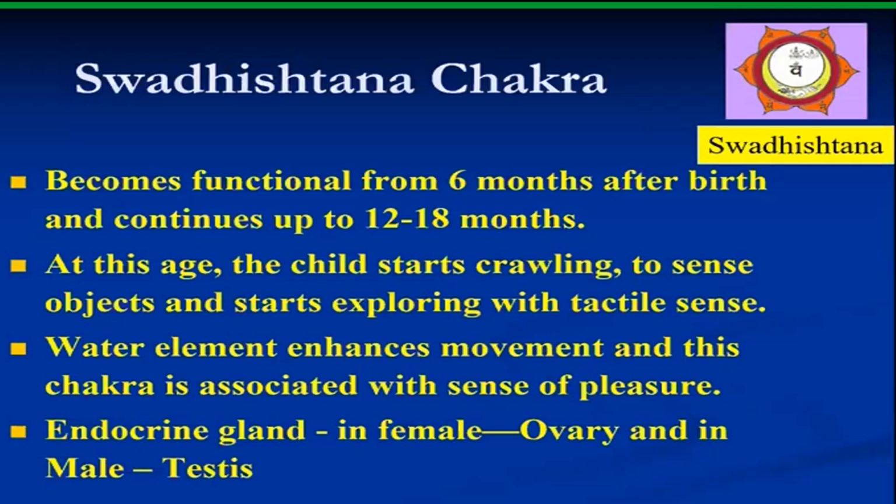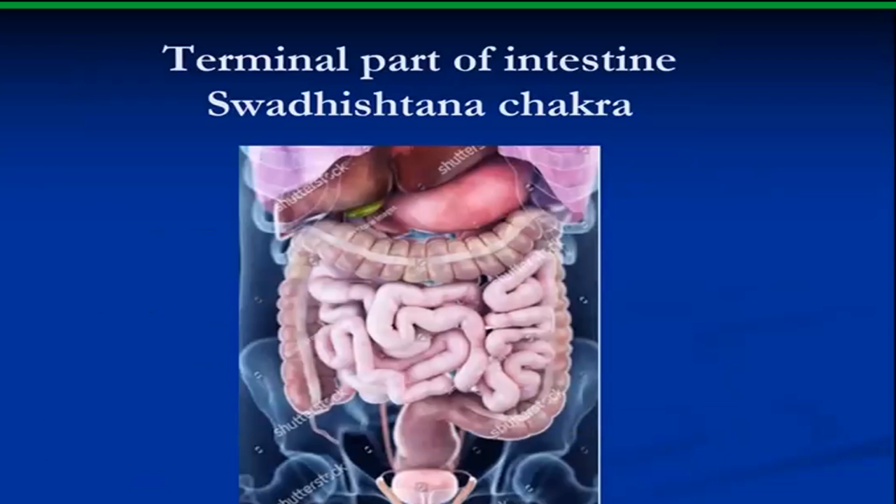In the case of a female child, the main endocrine gland is the ovary, the reproductive system. In the case of a male, it is the testis. These endocrine glands, the ovary in females and the testis in males, are absolutely essential for procreation, for the next generation, for reproduction. As the child grows, Swadhishtana Chakra is related to these endocrine glands, the testes and ovary.